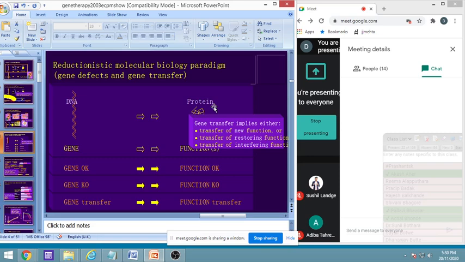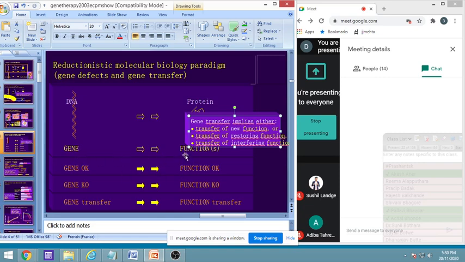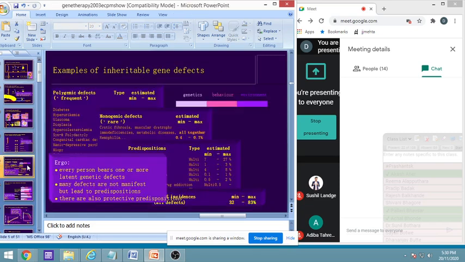So an example is that the gene is responsible for a function. Suppose the gene is coding for OK. If you modify it, it will become KO instead of OK. If the gene is transferred, then the function will be transferred from one gene to another gene. And there are many examples of diseases which are inheritable, or which are genetic diseases. Examples of these are diabetes, hyperuricemia, glaucoma, dysplasia, hypercholesterolemia.